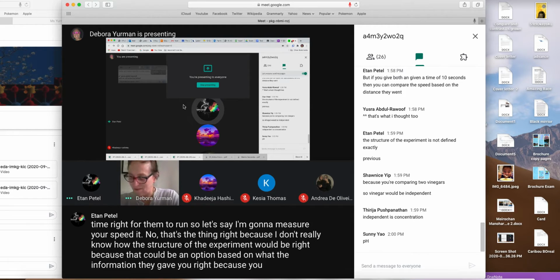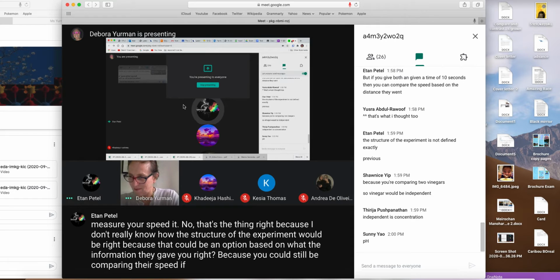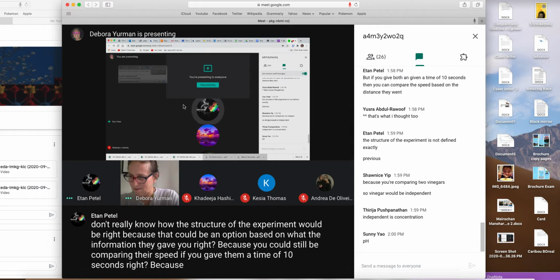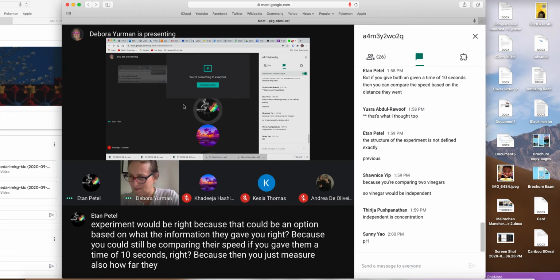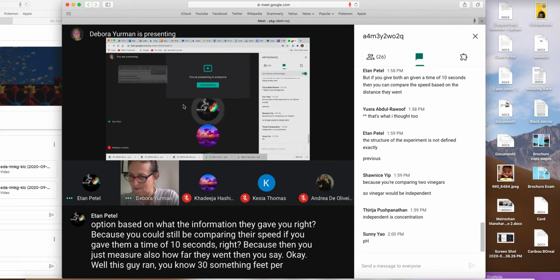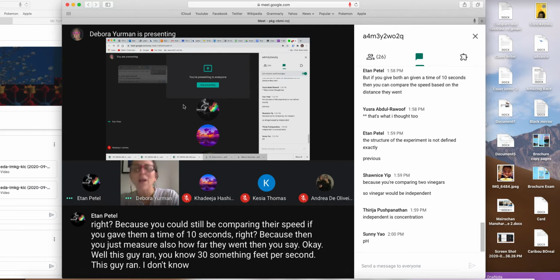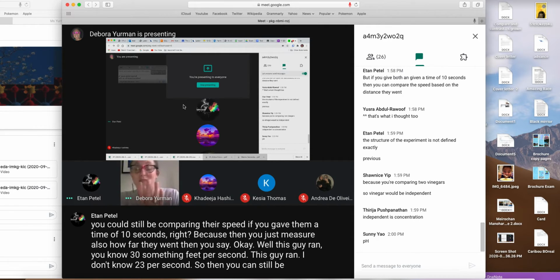Because you could still be comparing their speed if you gave them a time of 10 seconds, right? Because then you just measure also how far they went. Then you say, okay, well, this guy ran, 30 something feet per second. This guy ran, I don't know, 20 feet per second. So then you can still. Wait. It's a very valid point.